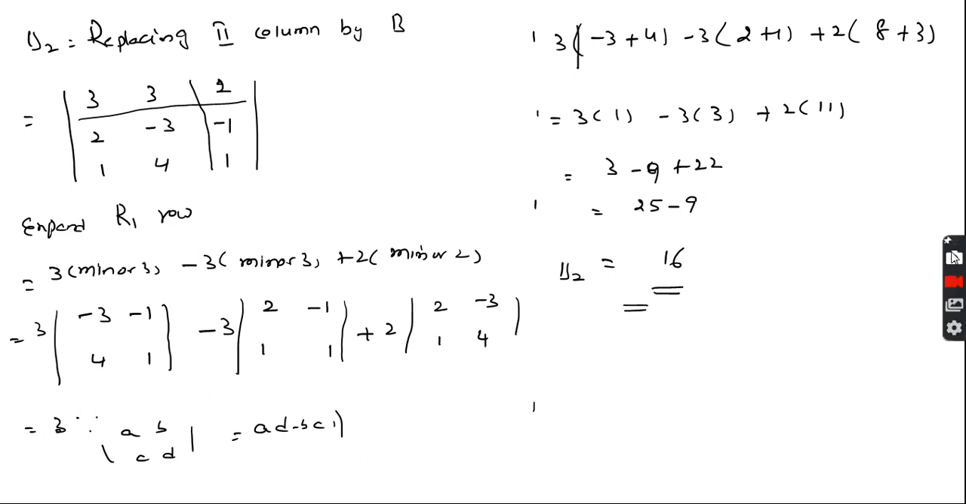What is delta 2? Delta 2 is nothing but replacing the second column in A by B. So we have to take the matrix A. Delta 1 is nothing but replacing the first column by B. Delta 2 is nothing but replacing the second column by B. And next we have to find delta 3.